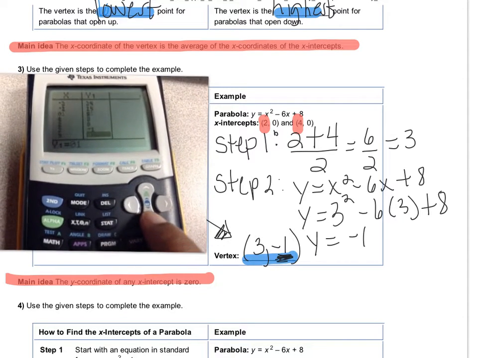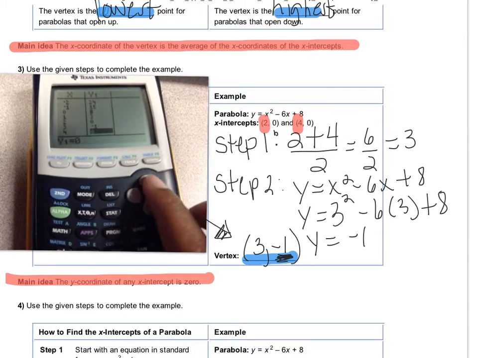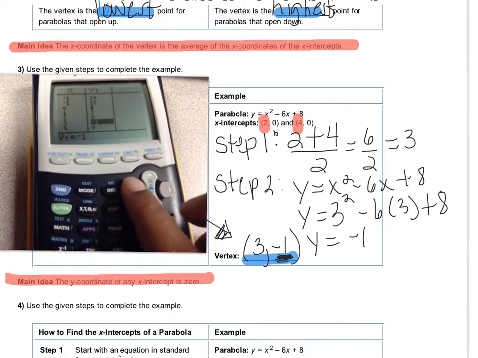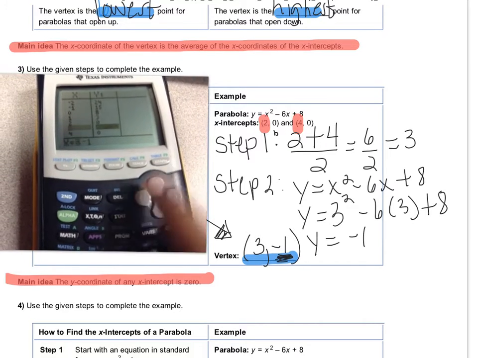You see at the point 2, 0, it passes through that point. 4, 0, it passes through there. So I got my x-intercepts. But then look right here: 3, negative 1. That's our vertex right there. See there? We did good.